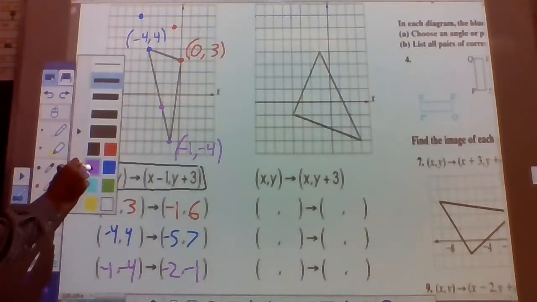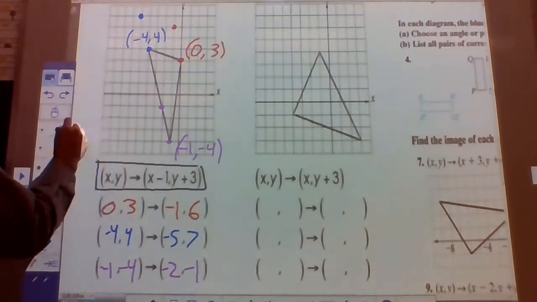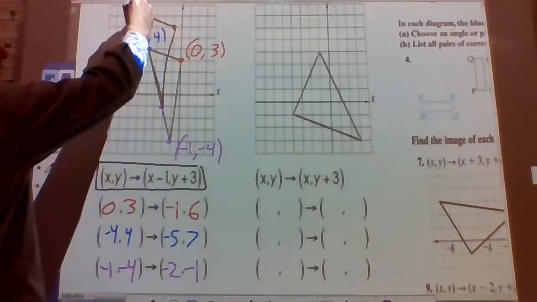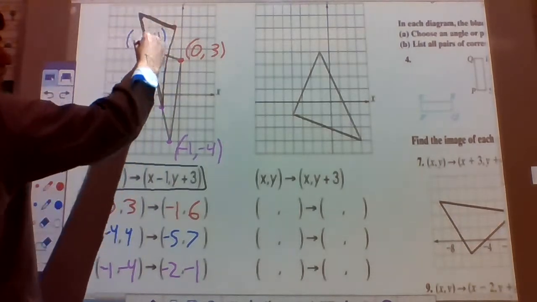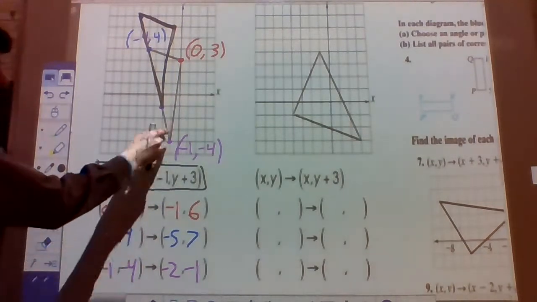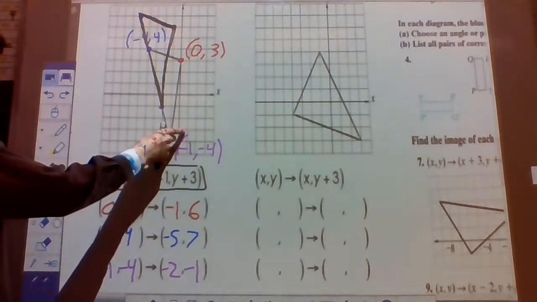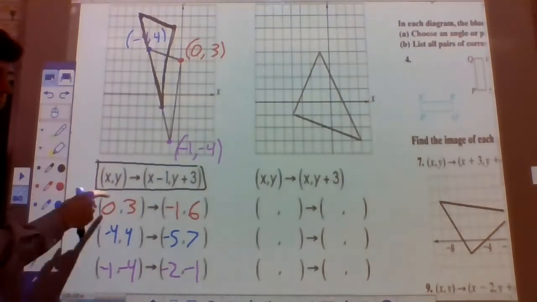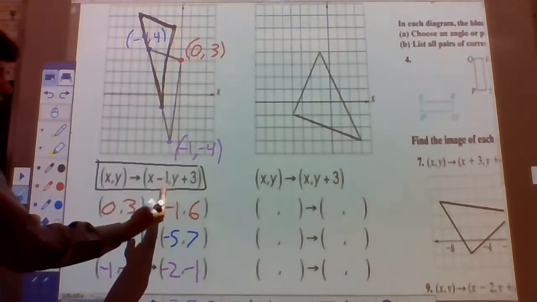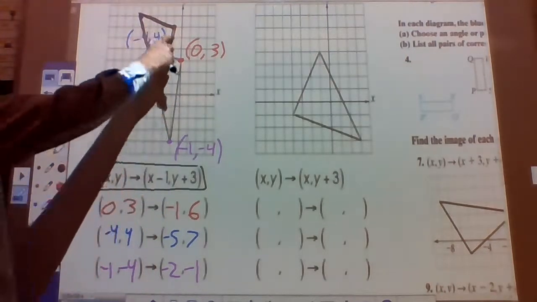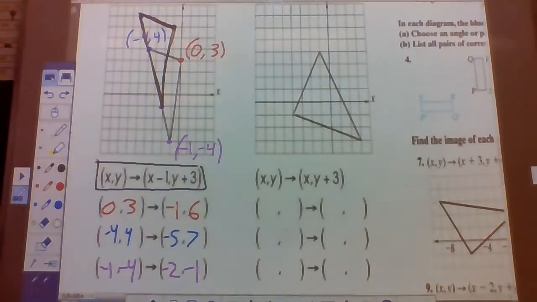Then we can connect those points. It's going to kind of be over the top of the other one a little bit. That's okay. So there's our image now. We took our original triangle, our pre-image. We translated it according to the mapping notation that was given to us. So we shifted every point on the triangle 1 unit to the left and 3 units up, and that's our new triangle, our image.